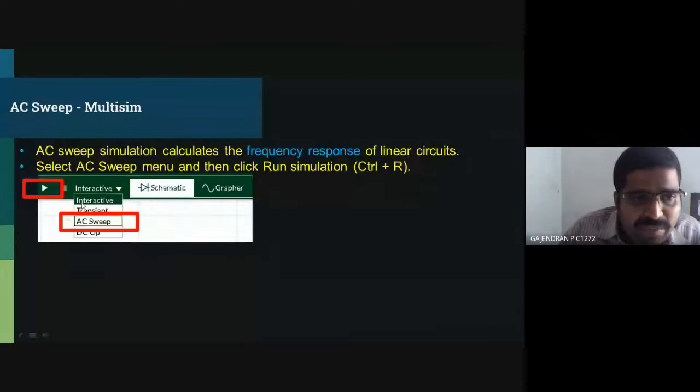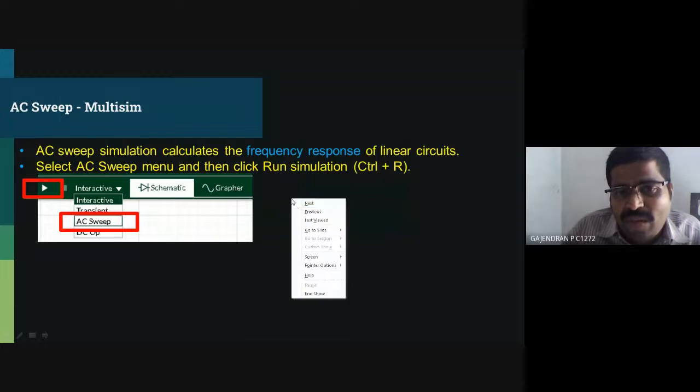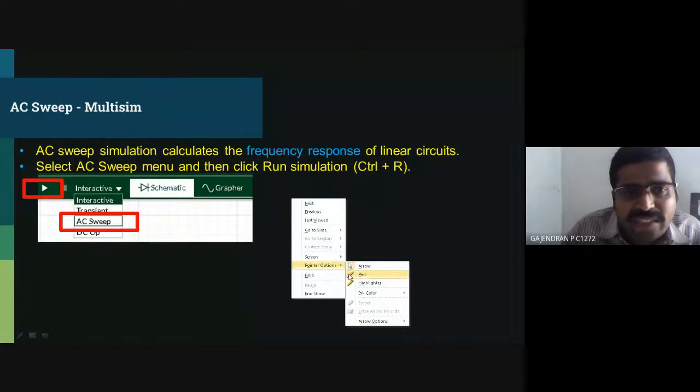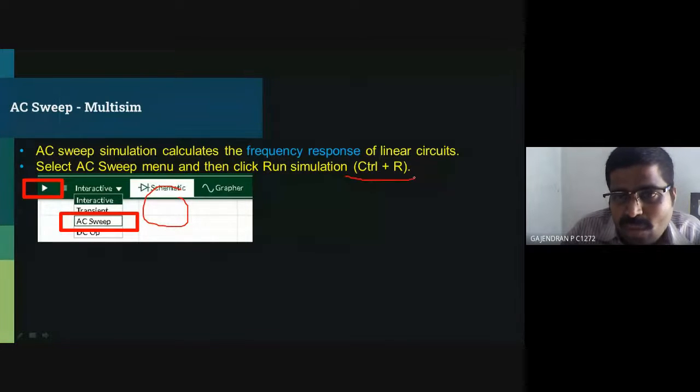Drop down AC sweep, select AC sweep and then click the play button, or else you have a shortcut key to run the simulation, that is Control plus R.